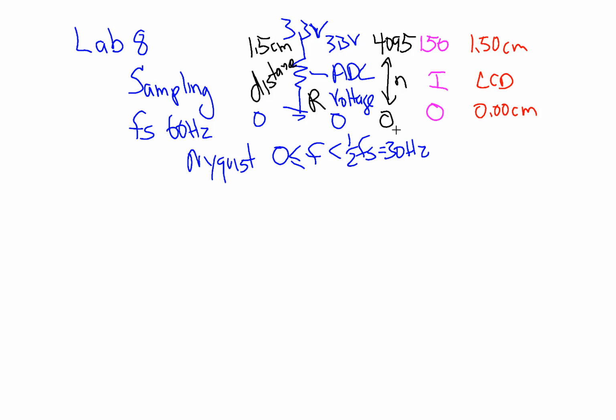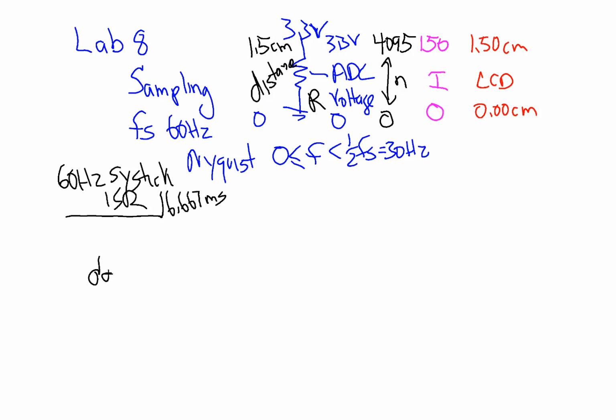And the way we did it was to use a SysTick interrupt. So we had a 60 hertz SysTick interrupt. And that interrupt was invoked every 16.6667 milliseconds. Okay? That's how often it happened. And what we did is we sampled the A to D converter. Okay?